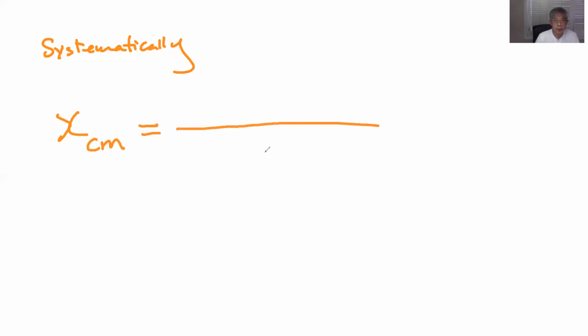Now, if you want to do it more systematically, you need to have a formula. And the formula says the following: the x for the center of mass is equal to one over the total mass, so let's say you have two masses here, m1 plus m2, times m1 times some kind of x1, and I'll show you what x1 means later, plus m2 times x2.